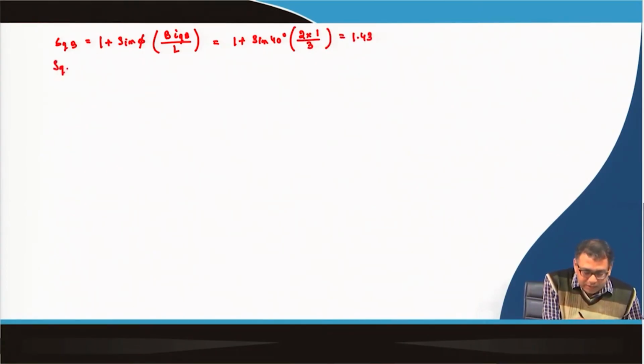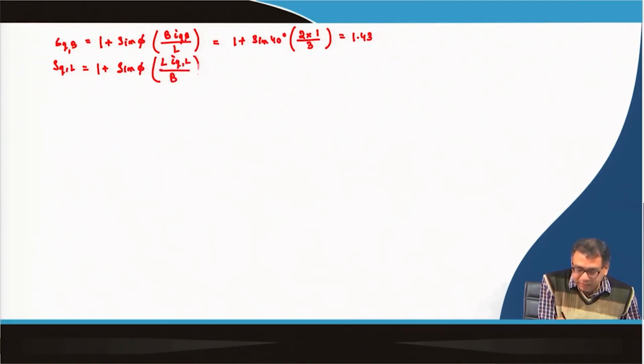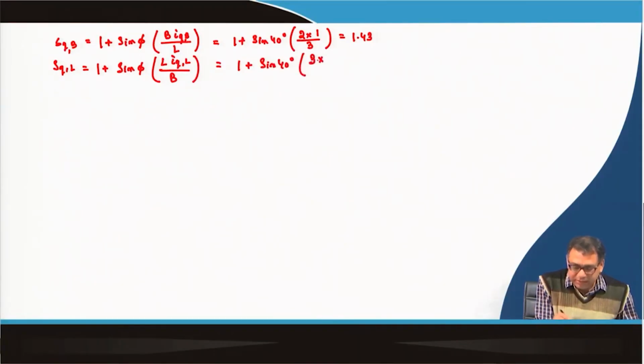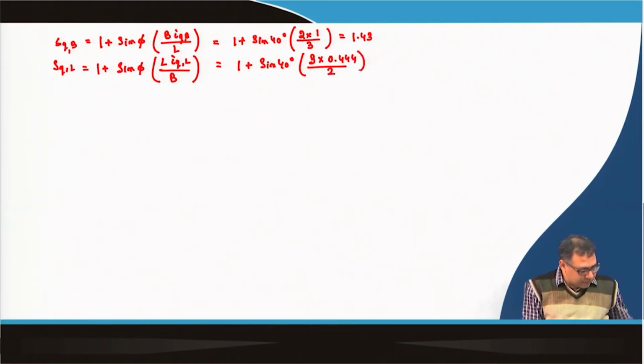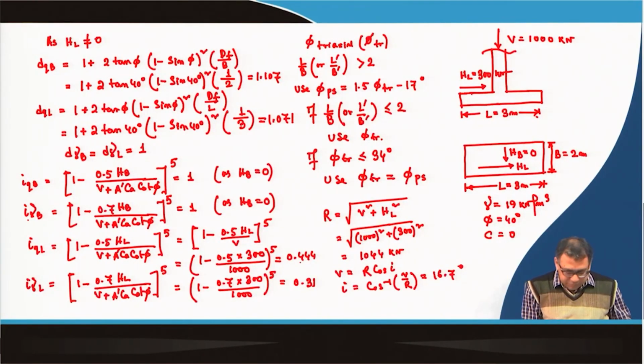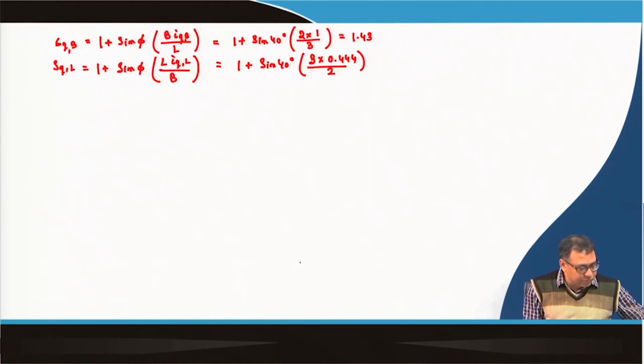Then S_qL is equal to 1 plus sin phi, times i_qL divided by B. So, this is 1 plus sin 40 degree, L is 3 meter. Now, i_qL is 0.444, divided by 2. So, i_qL is 0.444, divided by 2. So, that value is also 1.43.